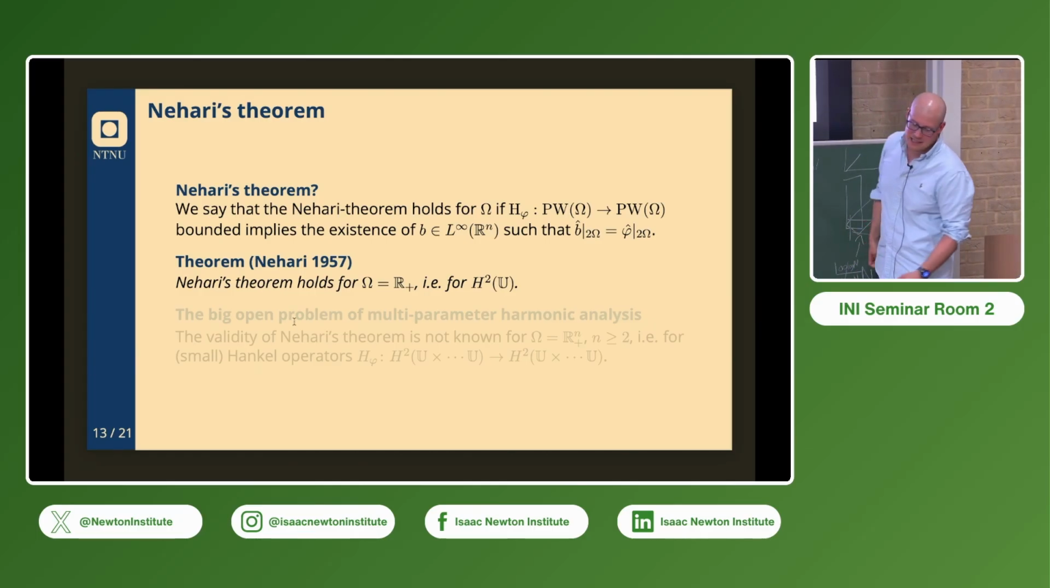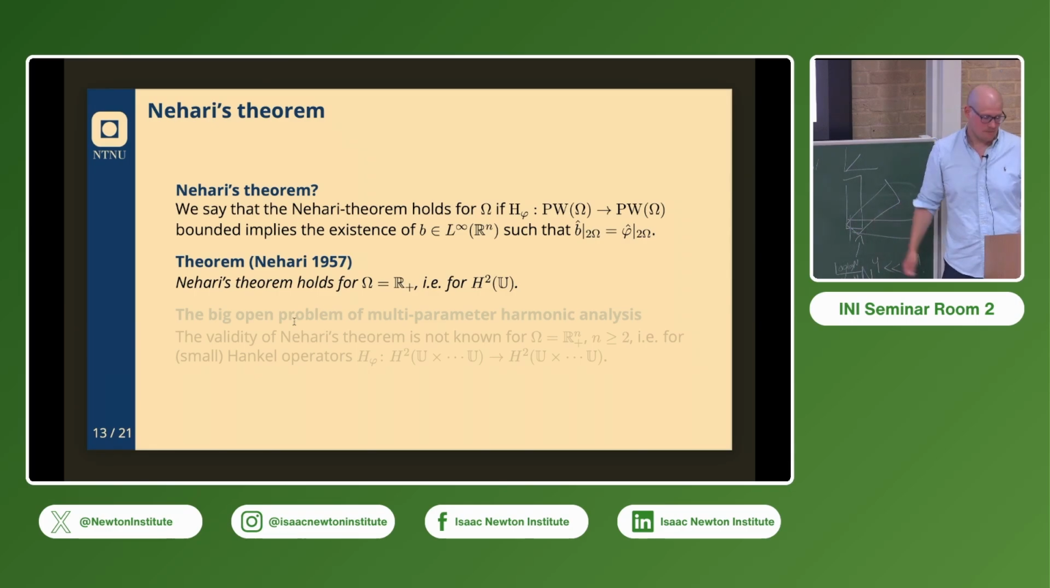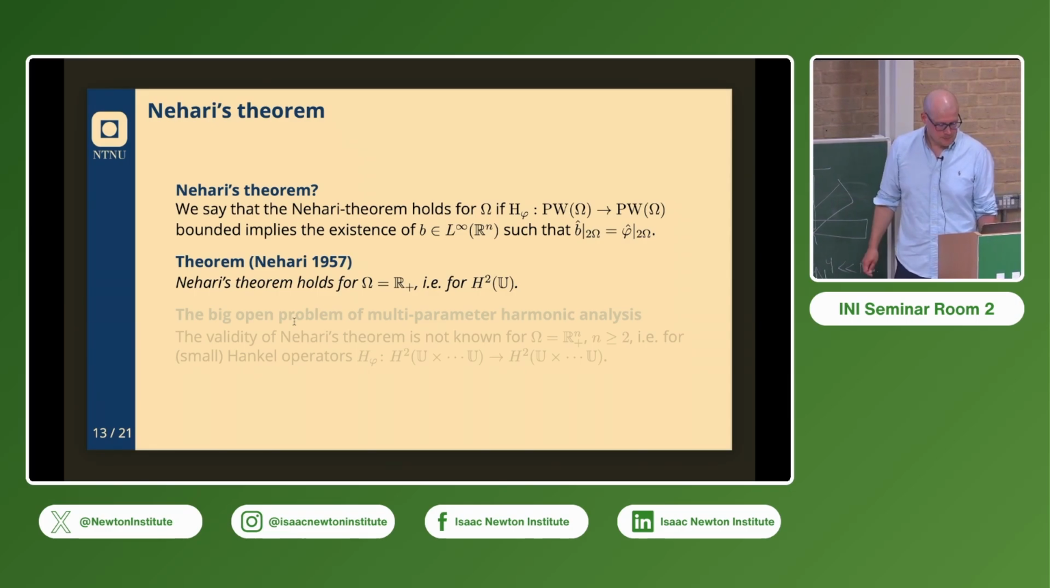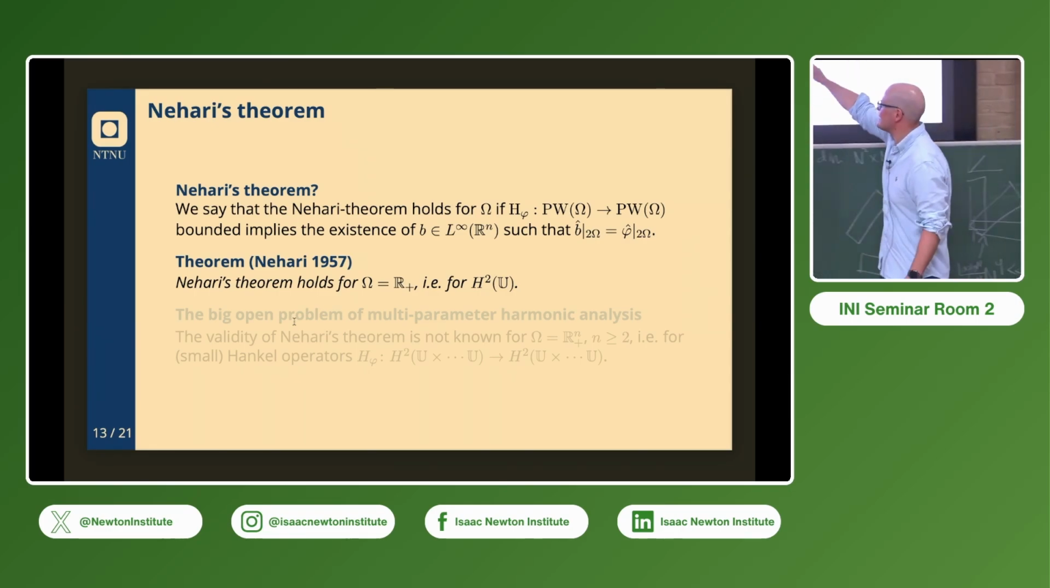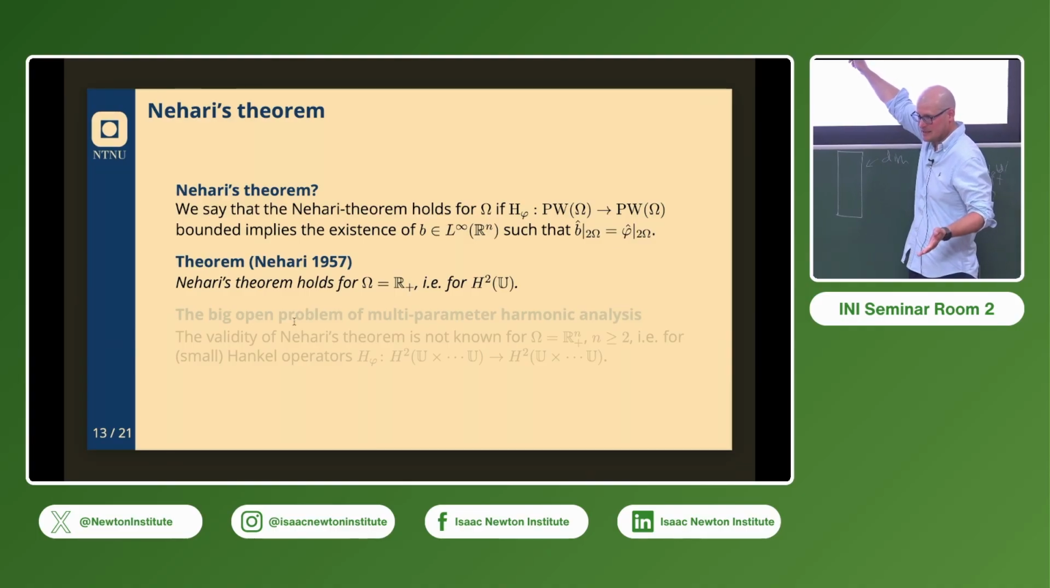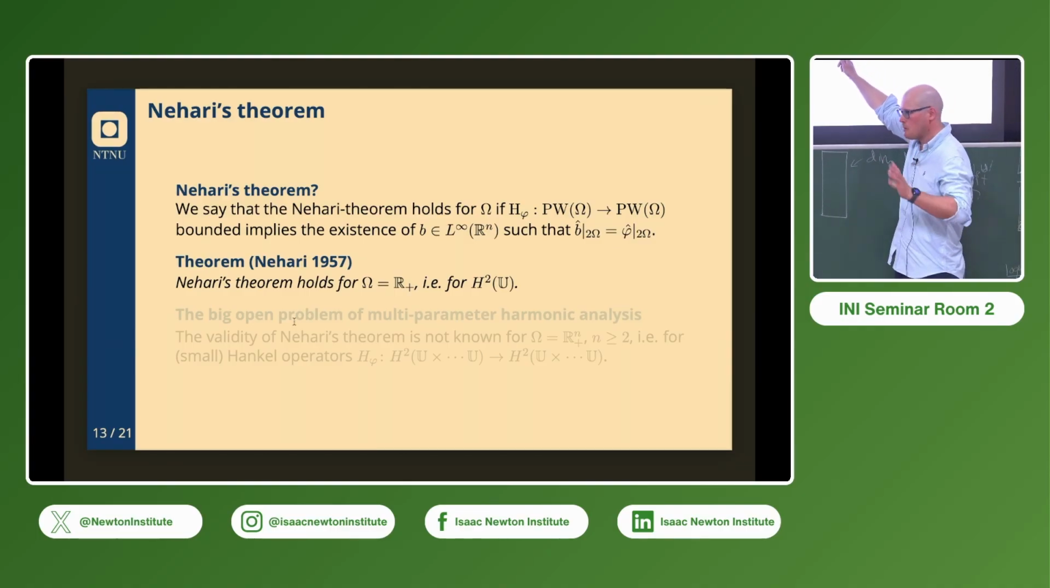Okay, and I call it this after Nehari, who proved it in the classical Hardy space setting, which Rochberg then localized to the Paley Wiener setting, which requires some argument.